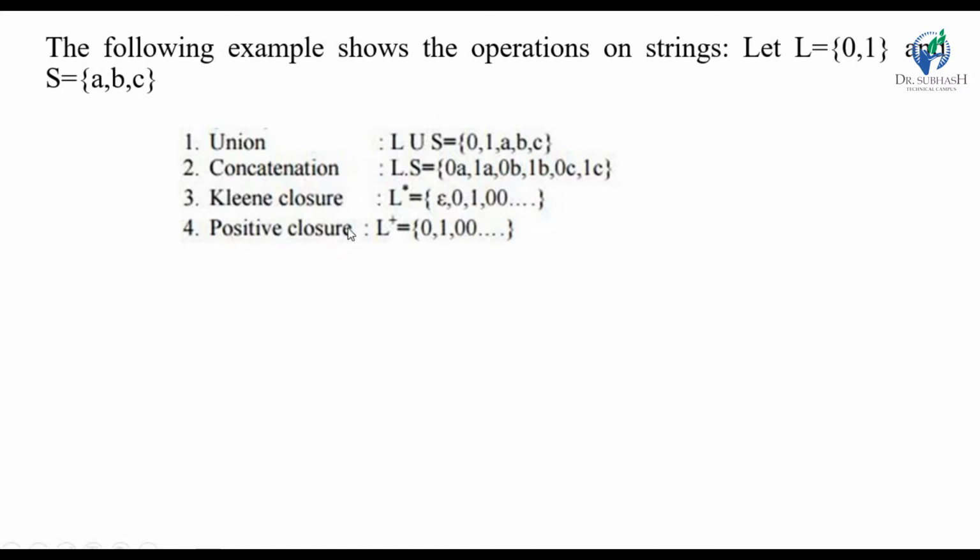Next is positive closure. Positive closure means one or more occurrences of a given set. In this closure, at least a single element comes in the set. So for example, L plus, positive closure is indicated by the plus sign. So L plus is either 0 or 1. If it is L power 2, then 00, 01, 10, 11, etc.